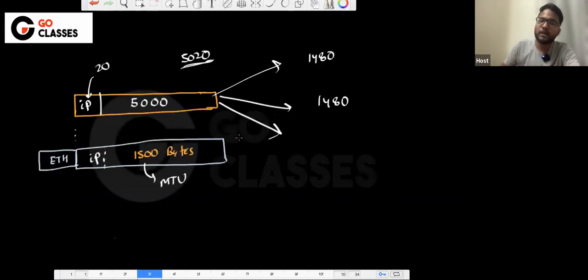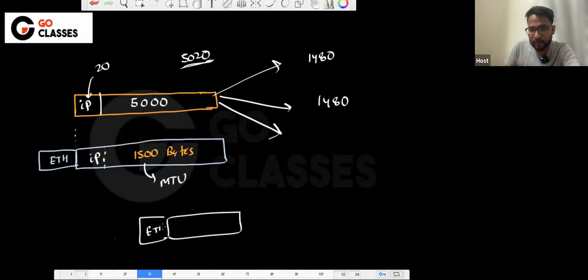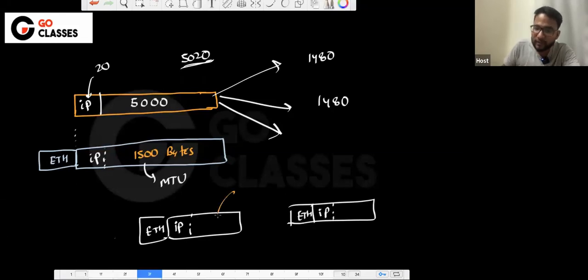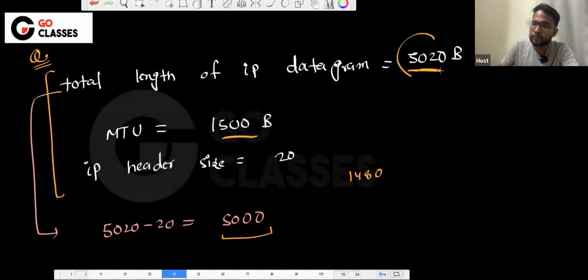Why is that the case? Because whatever fragments you have, let's suppose you have multiple fragments. This is the Ethernet. Then in each fragment you will be having an IP header. In this fragment also you will be having an IP header. So effectively you can carry only 1480 of data. That is why you subtract this 20 from the total length and from the MTU.